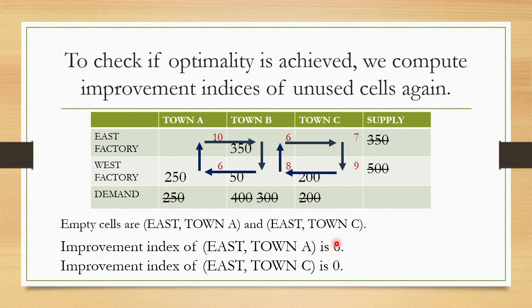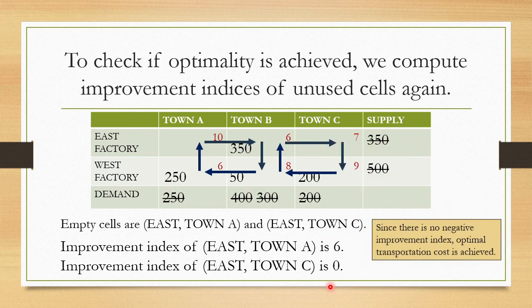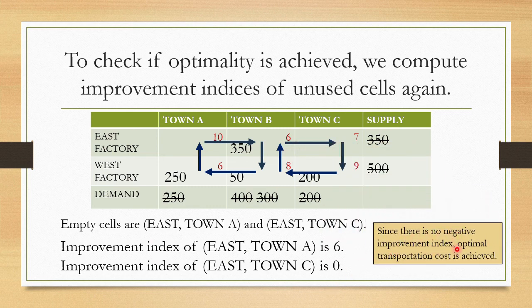Now, what does it mean if there is no more negative improvement index? Since there is no negative improvement index, this means that optimal transportation cost is already achieved, which means that it is no longer possible to lower the transportation cost. And hence, the transportation cost, $5,800, is already the minimum transportation cost.